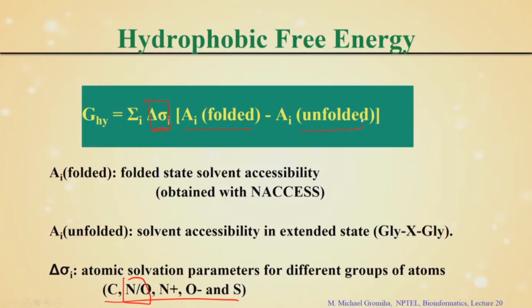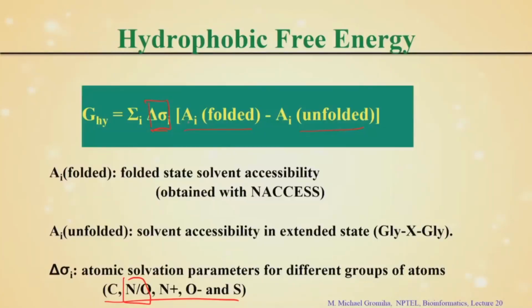So, can we have the unfolded state accessibility? Yes, because if you have the Gly-X-Gly conformation and we calculate different systems and take the average or the maximum values, we can get the unfolded state. Can we get the folded state accessibility? You can get it, for each atom. So, which algorithm can we use? DSSP? No, we cannot use DSSP because it gives you residue-wise values. NACCESS we can use, or GETAREA, for each atom. So, we have the folded state value and the unfolded state value, and if delta sigma i is known, you can calculate the hydrophobic free energy. It is very simple. Now, the question is how to get this delta sigma i.